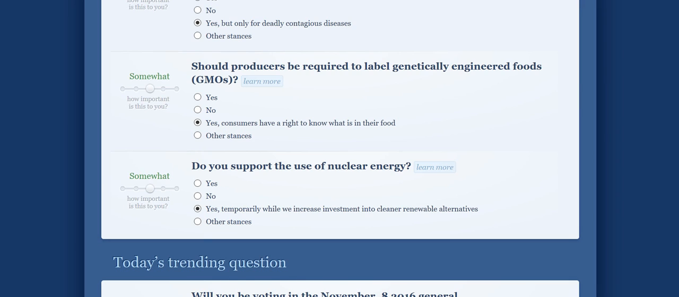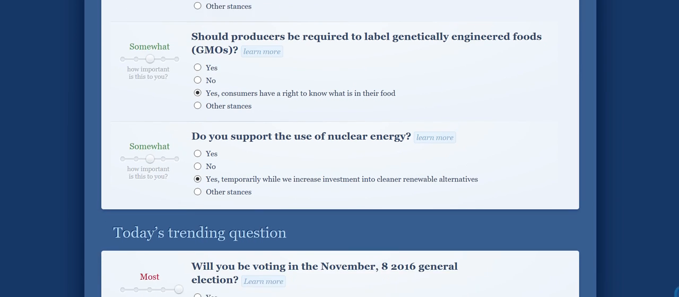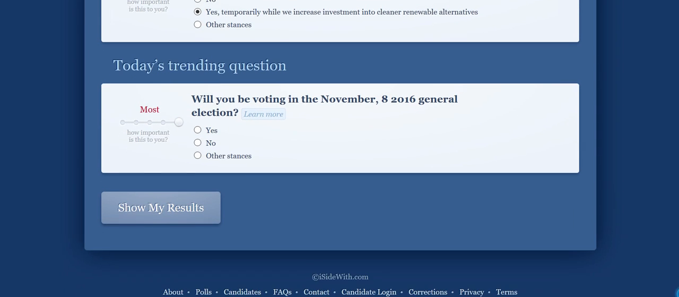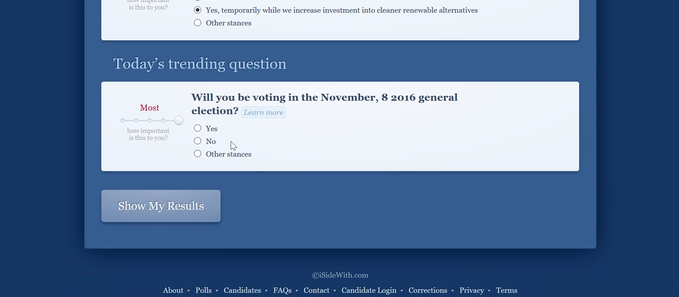Chernobyl. So, yeah, I mean, you could do it, and it's mostly good, but sometimes some bad stuff happens, and when it goes bad, it goes really bad. So I would try to get away from it, but fine for temporarily. Will you be voting? Yes, and it's most. Show my results.